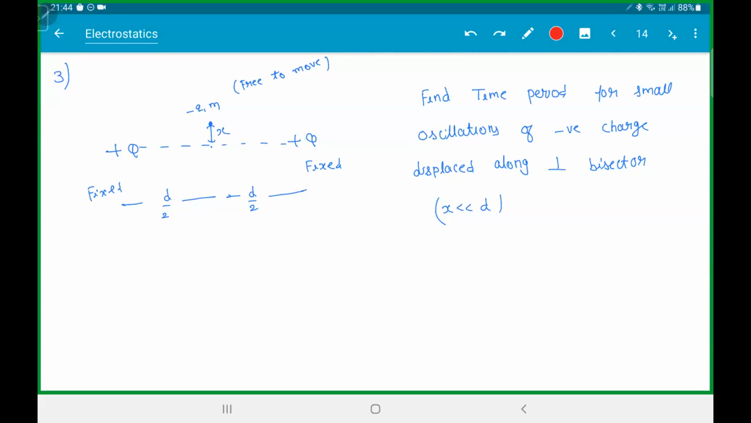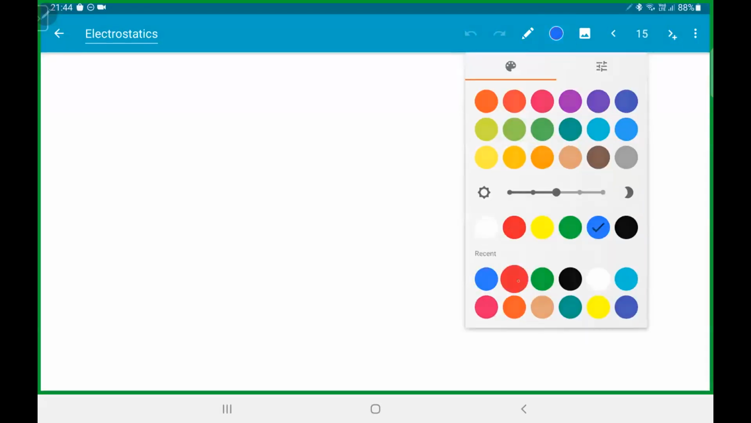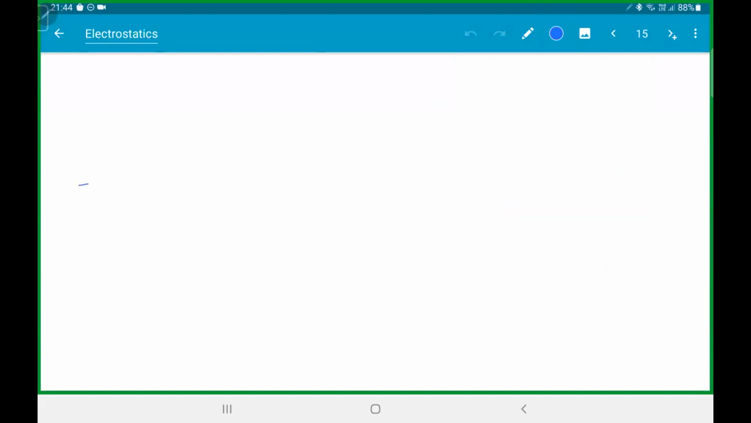Let me show you. So plus q, and let's say this is minus q, and this is x. This force will be towards this charge. Let it be F, and let this be theta. This distance is d by 2. Let's call this distance small r. So small r will be root over x square plus d square by 4.